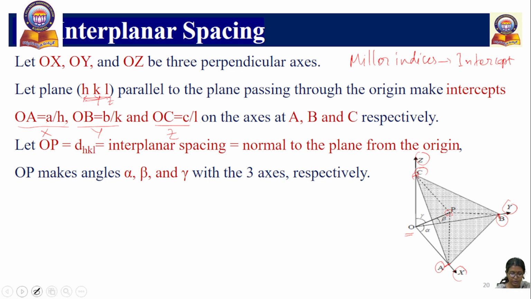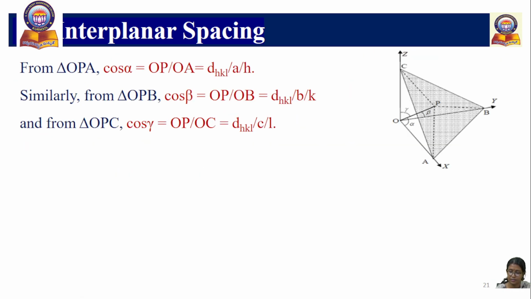Okay, so I am going to the next phase. OP is making some angle with the X, Y and Z axes. The angle between OP and the X axis is alpha. The angle between OP and the Y axis is beta.